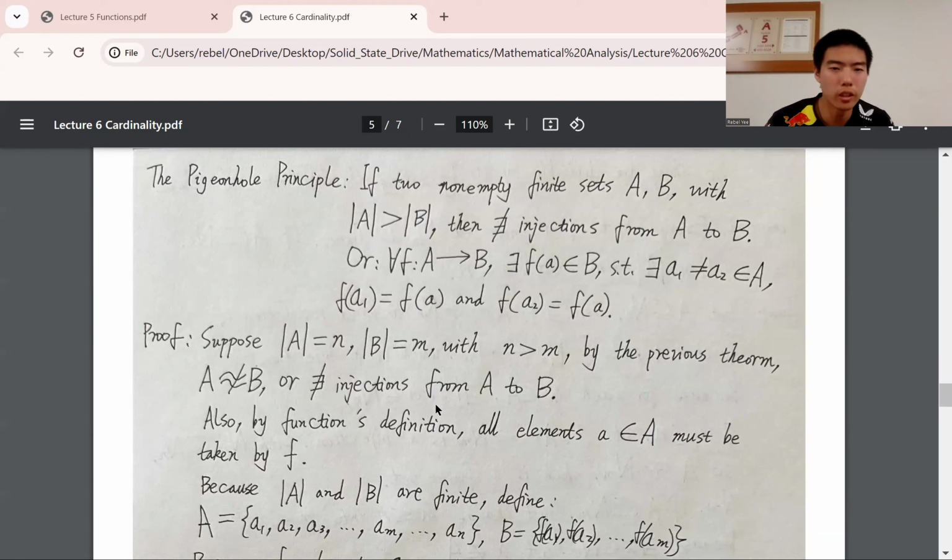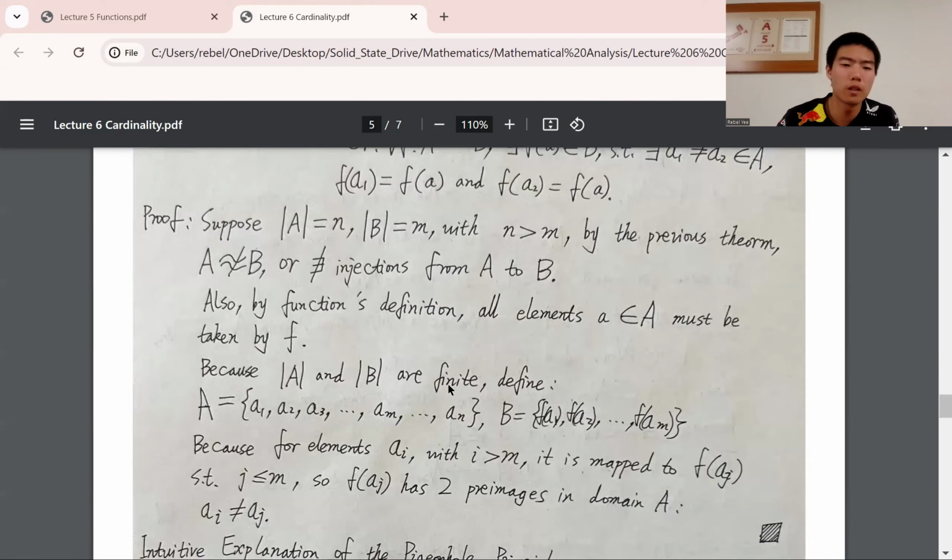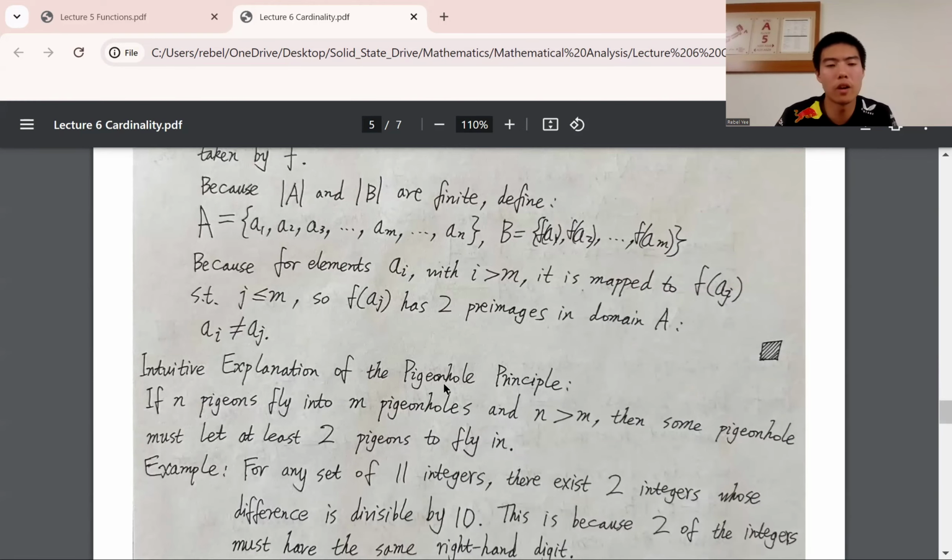A very interesting principle is called the pigeonhole principle. We can first see the intuition for that. If n pigeons fly into m pigeonholes and n is greater than m, then some pigeonhole must have at least 2 pigeons flying in. Another version of it: if there are more pigeonholes than pigeons, then there must be one pigeonhole that has no pigeons.